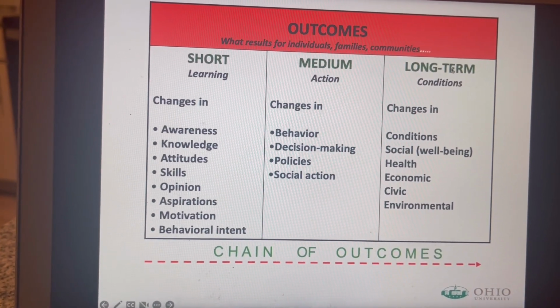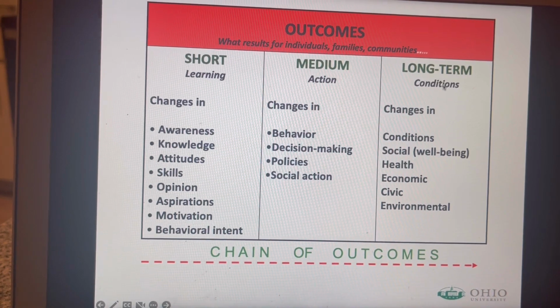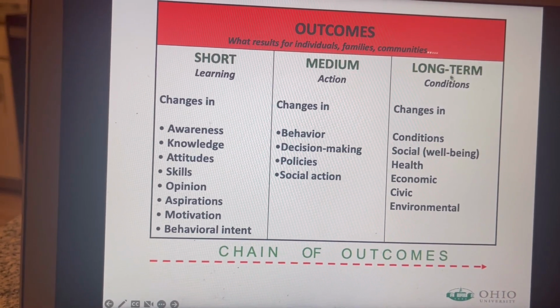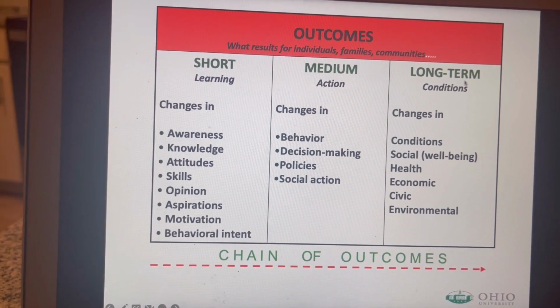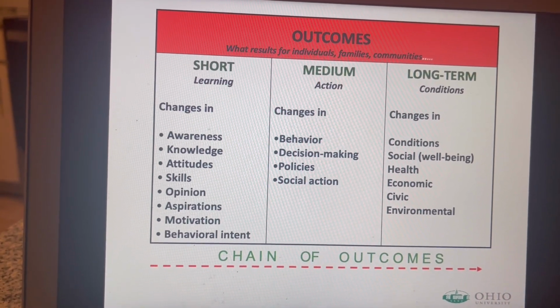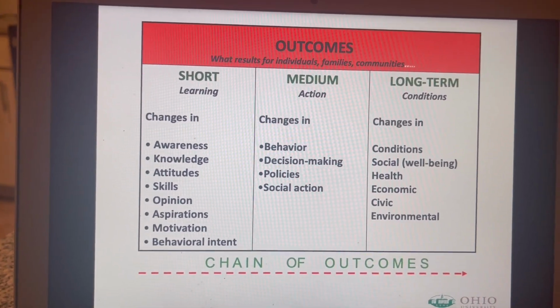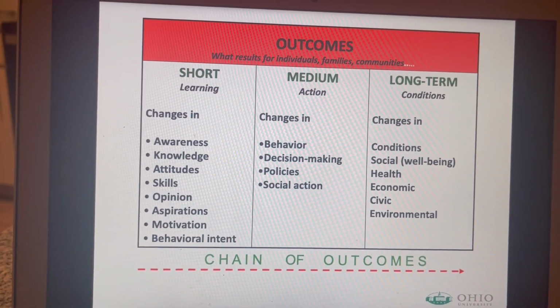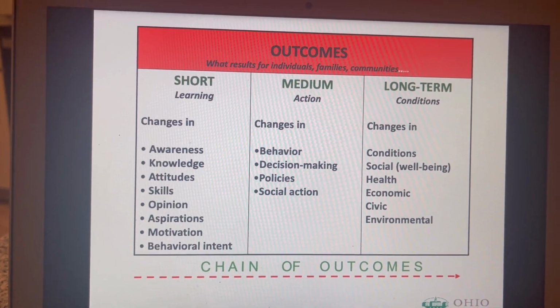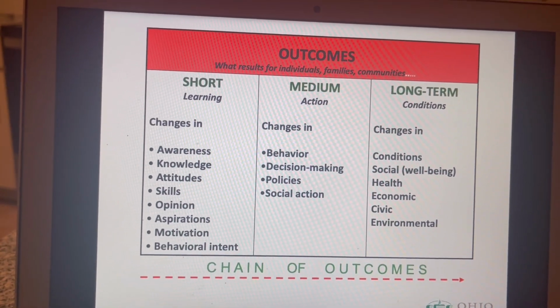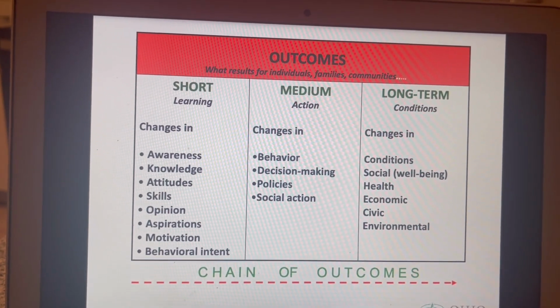Then the third column includes conditions. This is the long-term goal, and it's achieved over a long period of time. Most projects don't really look into this, and the projects that really achieve their long-term goal are longitudinal studies and long-term studies like time series studies.